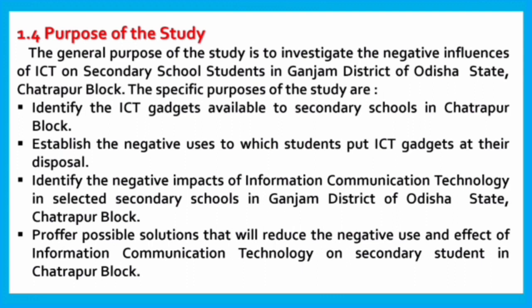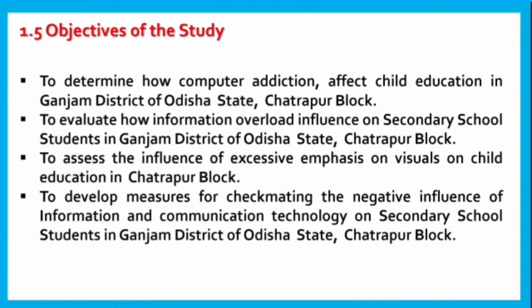Here, the researcher points out the area where the research was conducted and the rationale or purpose of the study. Here, the researcher identified the problem of a particular area and put forward some possible solutions to reduce the negative use and effect of ICT on secondary school students. Then, in order to get the right solution, clearly defined objectives are very important. Without them, the researcher is aimless and directionless.